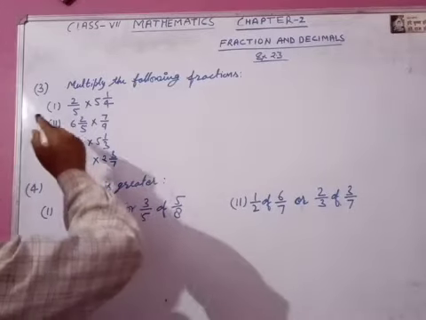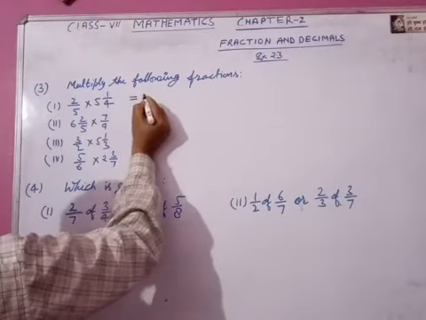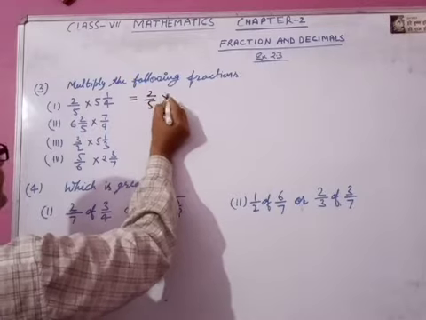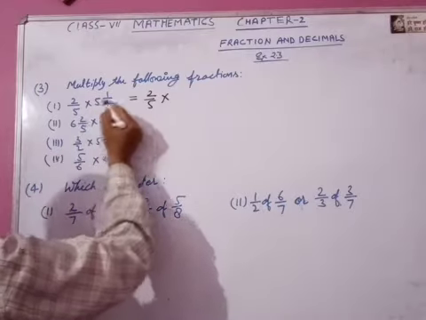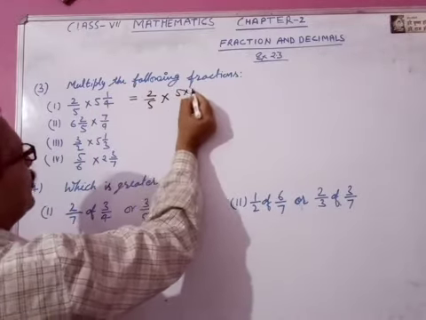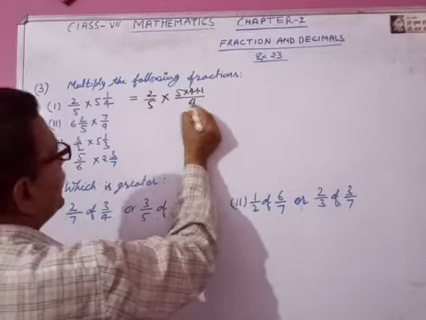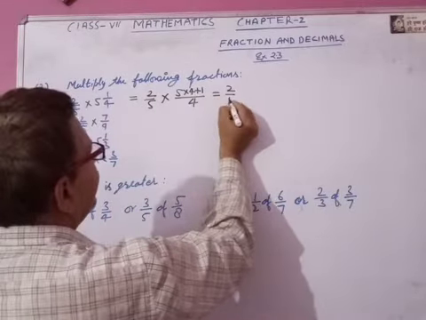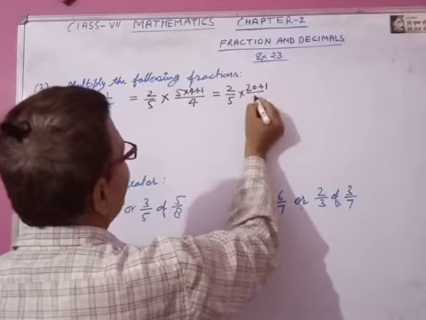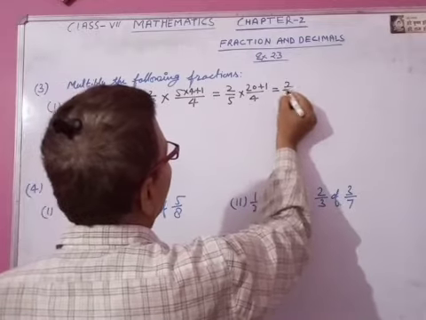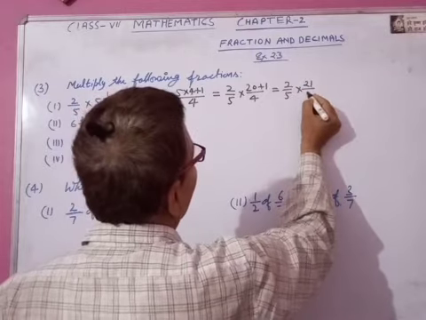Dear student, question number 3. Multiply the following fractions. You will multiply the first question. The solution is 2 upon 5, and you will change this mixed fraction into an improper fraction: 5 multiplied by 4 plus 1 upon 4. You will get 2 upon 5 multiplied by, 5 fours are 20, plus 1 upon 4. That is 2 upon 5 multiplied by 21 upon 4.